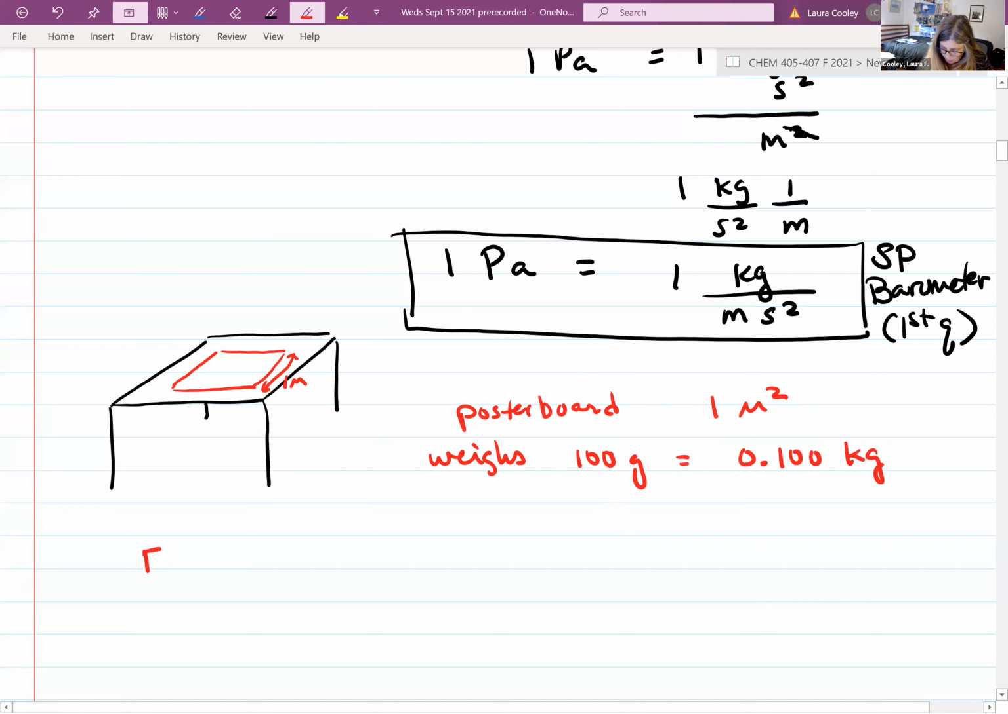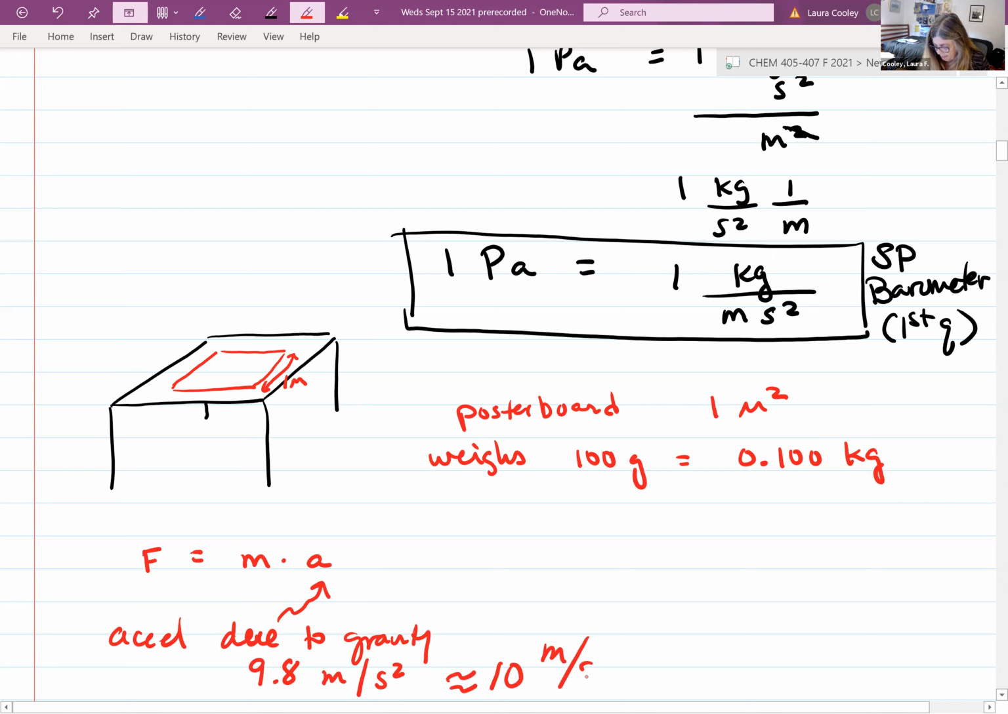Okay, now force is mass times acceleration. The acceleration due to gravity is 9.8 meters per second squared. So it's approximately 10. And I'm going to use 10 because this is like a back of the envelope calculation, a very rough calculation.